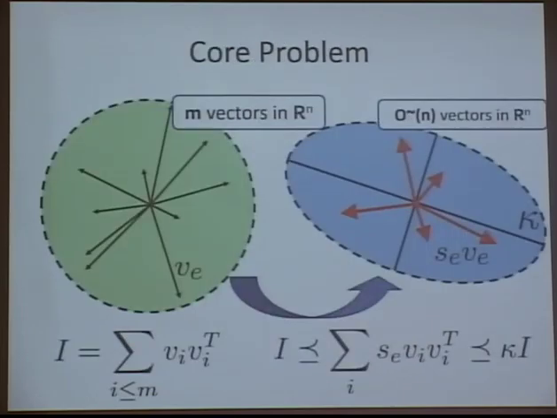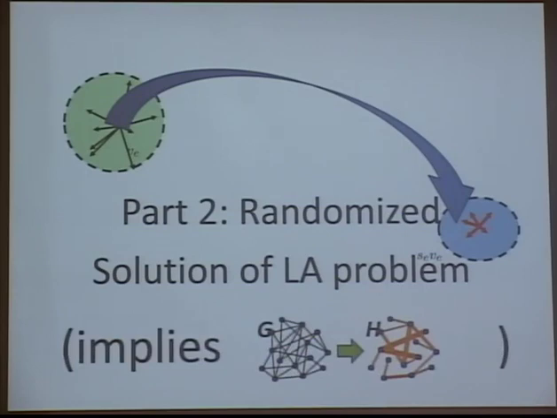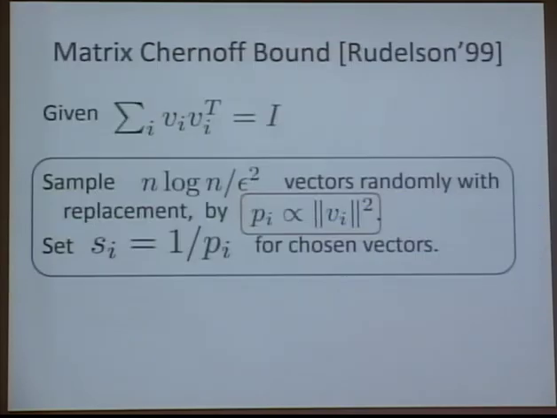Anyway, that's the graph intuition. Now let me show you how to solve this very general problem: given a decomposition of the identity, find a sparse reweighting which is close to the identity. I'm going to solve this in a randomized way, and as I said earlier, it implies the graph sparsification problem. I'm just going to call the vectors v sub i, because it's in more generality than this graph.